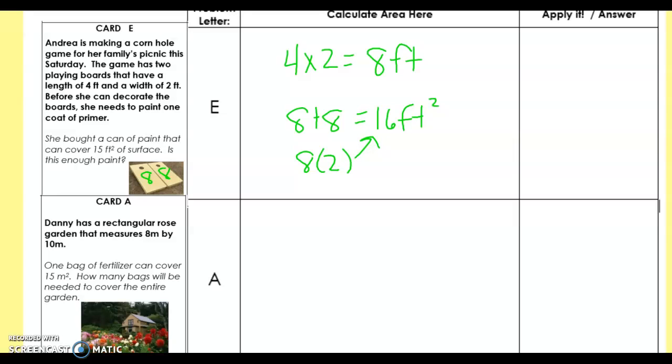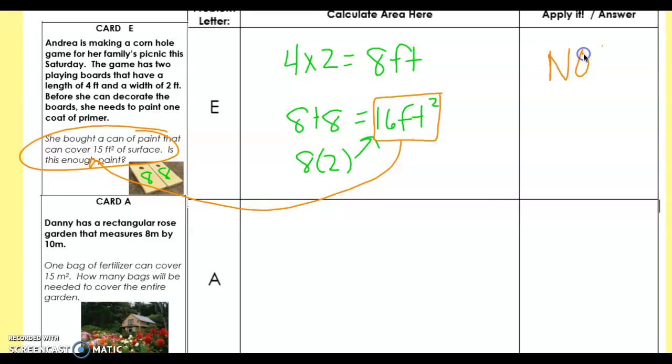Okay, looking to apply it. Andrea bought a can of paint that she was told covers 15 square feet. Is that enough paint? So looking at my answer, I need 16 feet squared in order to prime both my boards. One can of paint only gives me 15 square feet, so yes or no, is that enough paint? No, it's not. If you wanted to explain it further and say, I need 16 feet, it only covers 15 square feet, that would be acceptable. Bonus is you could say, I need 2 cans of paint in order to have enough for that project.